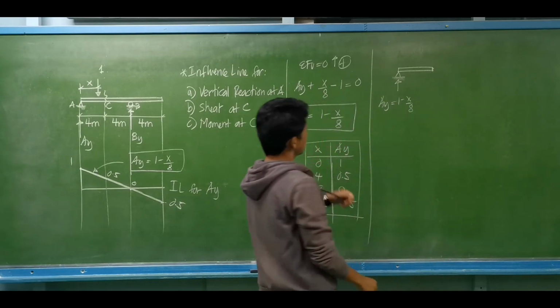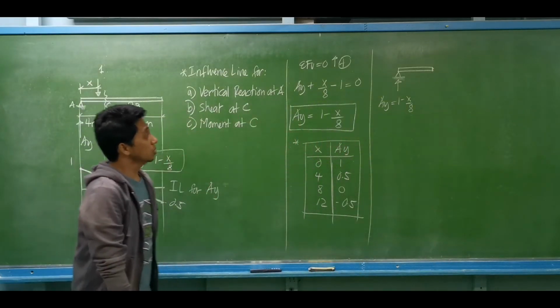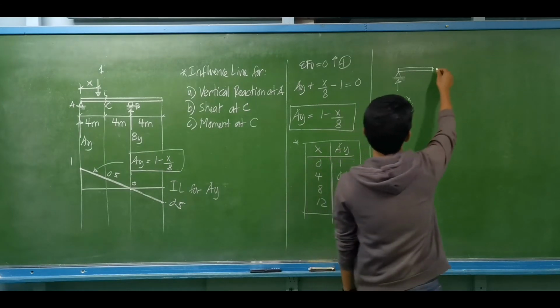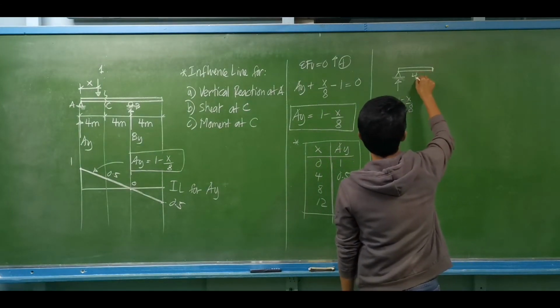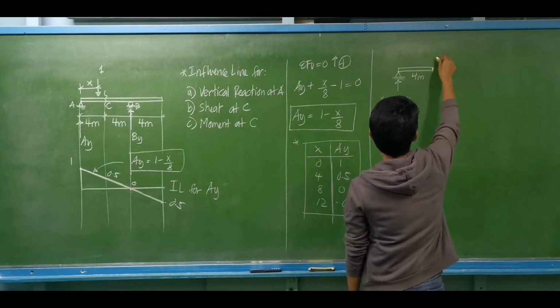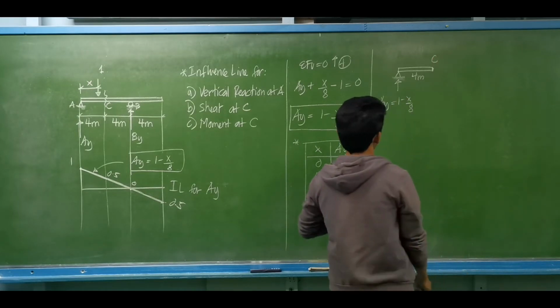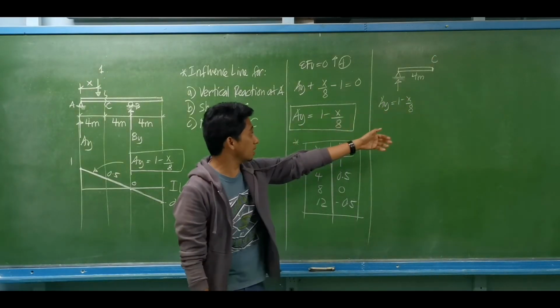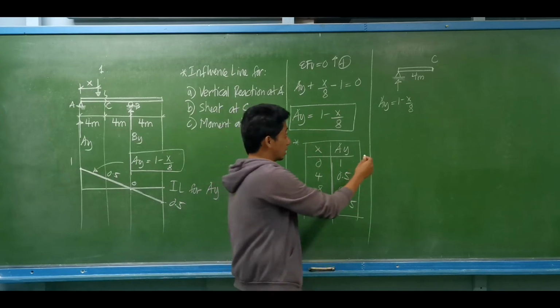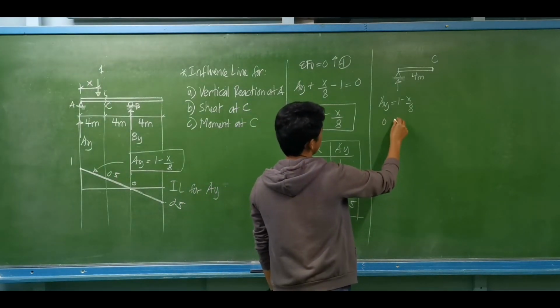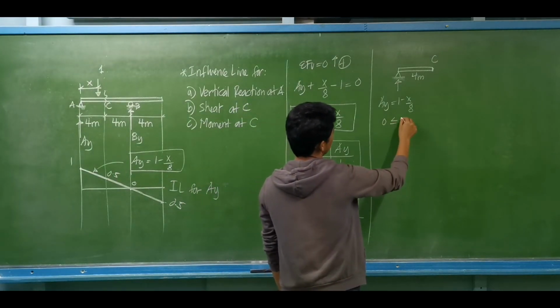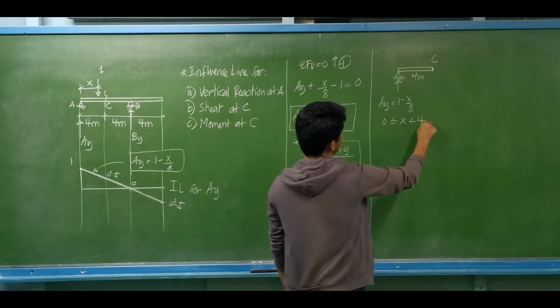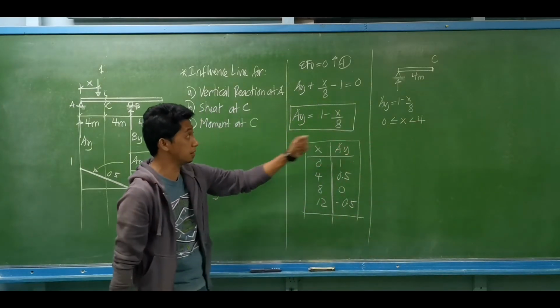So we are to cut that portion at C. Let's say we are to consider this distance first, just before point C. So we will be having a boundary limit, or we have our boundary, that is 0 less than or equal to x, less than 4 meters. That will be our limit.